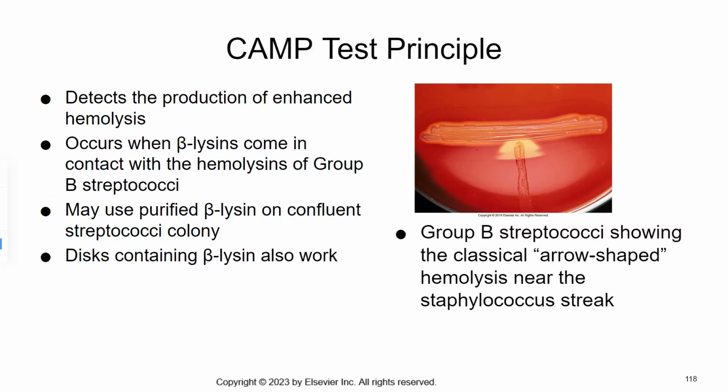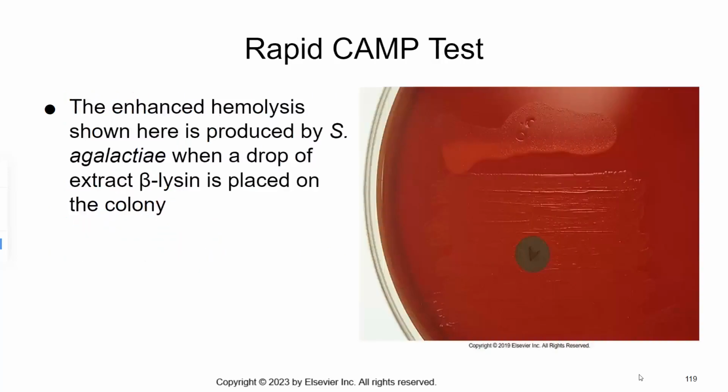It detects the production of enhanced hemolysis. This occurs when beta-lysins come in contact with the hemolysins of group B strep. You may use purified beta-lysin on a confluent Streptococcus colony. Discs containing beta-lysin also work. So here you can see we've got the staph, we've got group B strep, and then it will form this arrowhead of hemolysis. The rapid CAMP test looks like this.